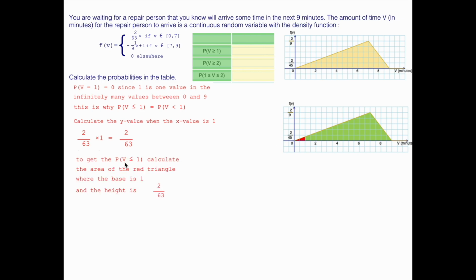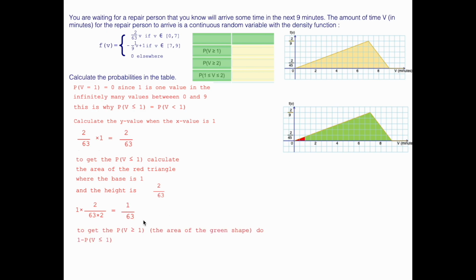To get the probability that v is less than or equal to 1, calculate the area of the red triangle, where the base is 1 and the height is 2 out of 63, which gives us 1 times 2 out of 63 divided by 2, base times height divided by 2. Dividing by 2 is the same as multiplying the denominator by 2. These 2's are going to cancel. You're going to get 1 out of 63. That's the area of the red triangle.